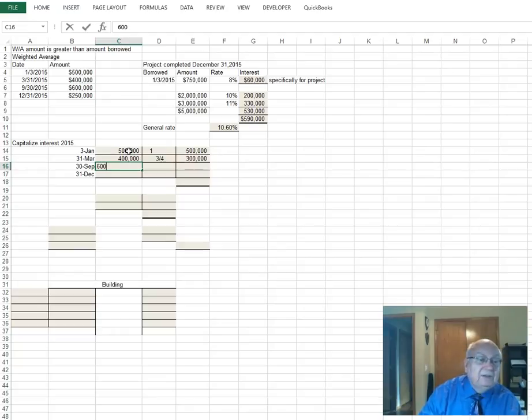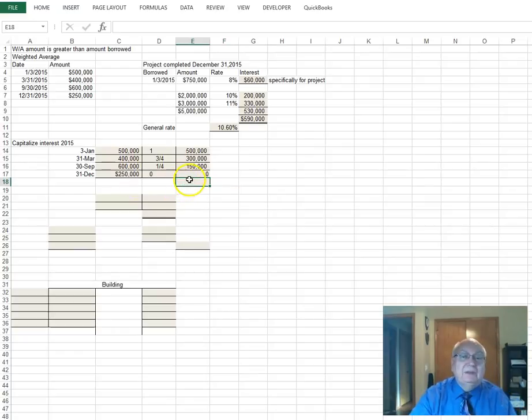And then we spent 600,000. And that was for 3/12ths of the year. And you multiply those out to get, what we're looking for is the weighted average. And then we spent 250,000, and that's for 0 part of the year, which gives you 0. Okay. And then we'll add these up, just like we did before. So we take those over here, the summation button, and we add them up, and that gives you 950,000, just like we did before.